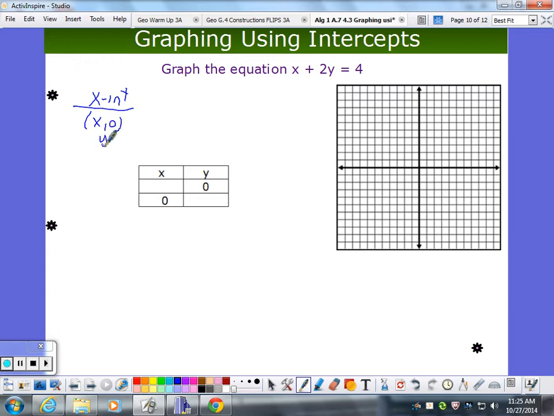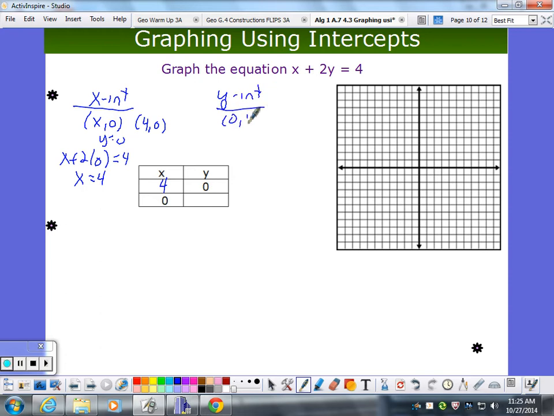So I take x plus 2y, and for y I'm going to substitute 0. What's 2 times 0? 0. So x equals 4. Oh, that was an easy one. So what is the x-intercept? It's (4, 0). Now let's look at the y-intercept.